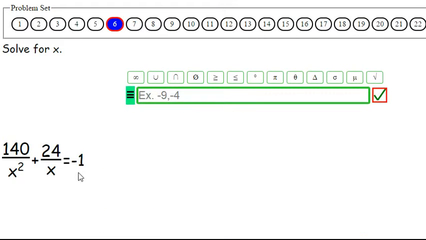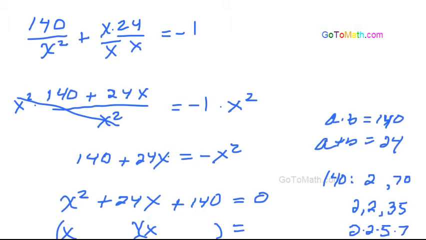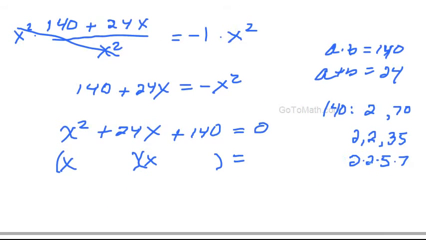140, x squared, 24, negative 1. Okay. Alright, what are some other possibilities? Ooh, wait a minute. 14 and 10. There we go. 2 and that. Okay, that's going to be 14 and 10. So x plus 14 and x plus 10, because 10 times 14 is 140, and I should have already gotten this. Now you look at it, and then you add these together, you get 24.